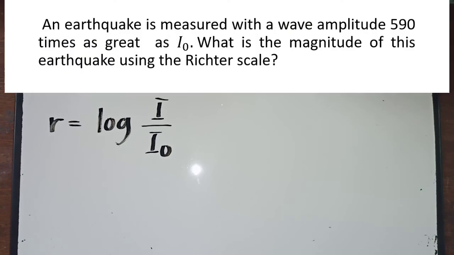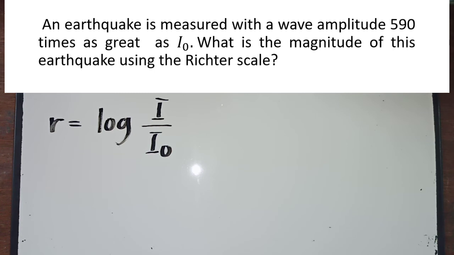For example, an earthquake is measured with a wave amplitude 590 times as great as I sub 0. What is the magnitude of this earthquake using the Richter scale?